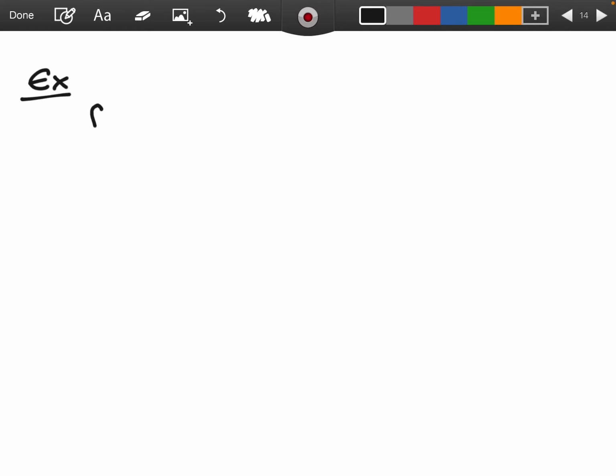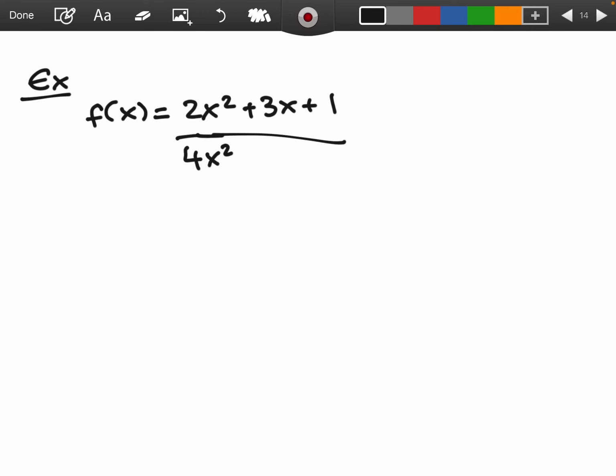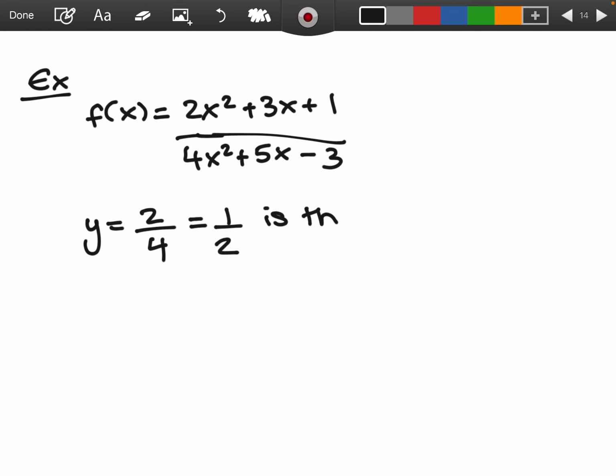The next example I'm going to do is f of x is equal to 2x squared plus 3x plus 1 over 4x squared plus 5x minus 3. Okay. In this case, they have equal degree. They both have degree 2. So our horizontal asymptote in this case would be y is equal to 2 over 4, the ratio of the leading coefficients, which is just y is equal to 1/2 is our horizontal asymptote.